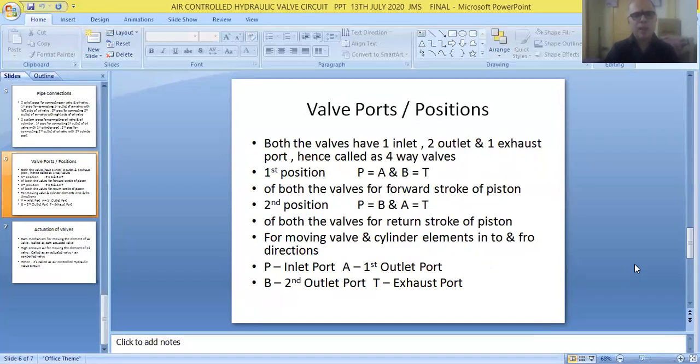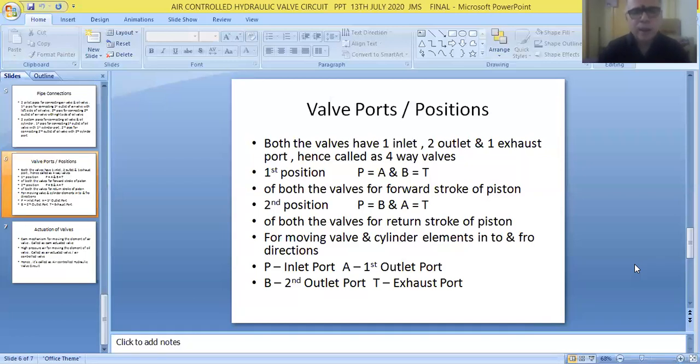And friends, both the valves will be having 2 positions. In the first position, the inlet comes in contact with the first outlet, and second outlet will be coming in contact with the exhaust. So this first position of both the valves is very useful for performing the forward stroke of the piston. Similarly, in the second position, inlet comes in contact with the second outlet, and first outlet will be coming in contact with the exhaust. So both the valves will be coming to second position, and that is used for moving the piston in reverse direction.